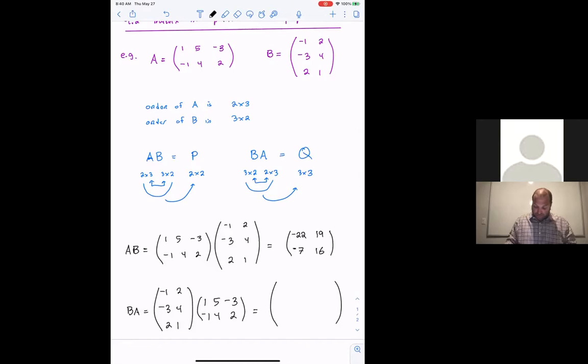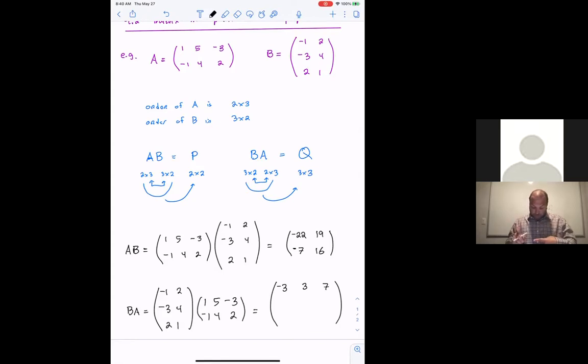So top left entry, the first one is in row 1, column 1. -1, 2 is the first row. 1, -1 is the first column. I get -1 and -2 for a total of -3. Next one, row 1, column 2. -1 times 5 is -5. -5 and 8 is +3. Row 1, column 3, -1 times -3 is 3. 2 times 2 is 4, for a total of 7.